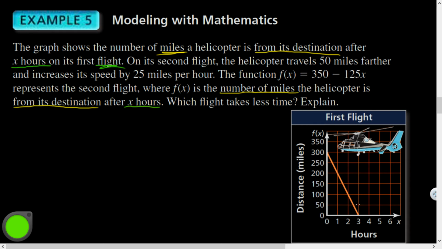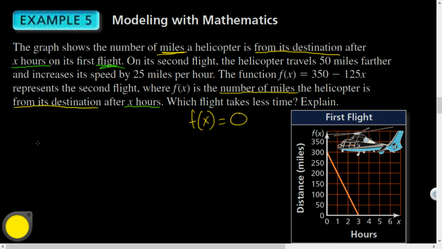Okay, so this is the first flight's graph, distance in miles from the destination over time measured in hours. So I've got to graph this second function. I'm given a function and a graph. It asks which flight takes less time. So what am I asking there? I'm actually asking, when the distance is 0, which one has the smaller time? When the output is 0, which one had the smaller time? Which one will land here or there? Which one is faster?